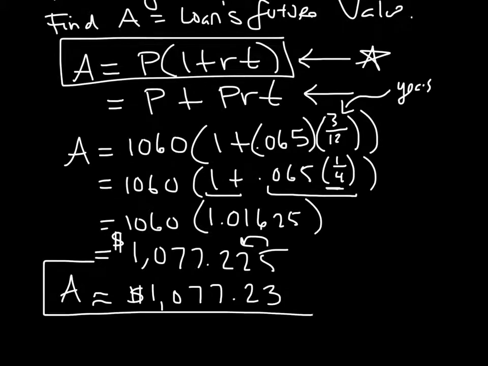So that's our future value. This is our principal plus our interest. That's what this represents, how much you're going to pay back with interest. If you take this and subtract our 1060, you'll get about $17.23. That's not too bad, 17 bucks for borrowing 1060. You're just paying 17 extra dollars. So that is future value for simple interest.